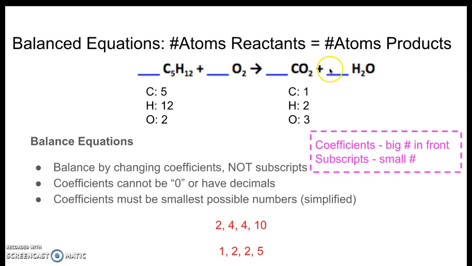Okay, looking at these numbers, are they the same? We have 5 carbons and 1 carbon. No, those aren't the same numbers. So automatically you know it's not balanced. But it's also true for the rest of them. Hydrogens and oxygens, not the same on both sides. So this is not balanced. It doesn't follow the law of conservation of mass.